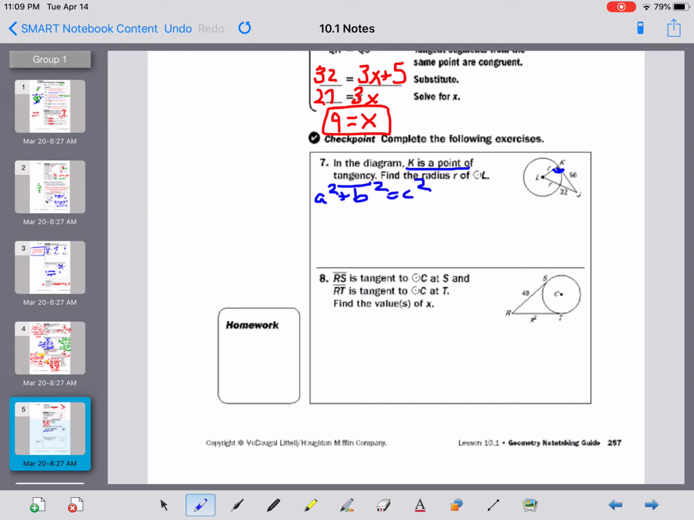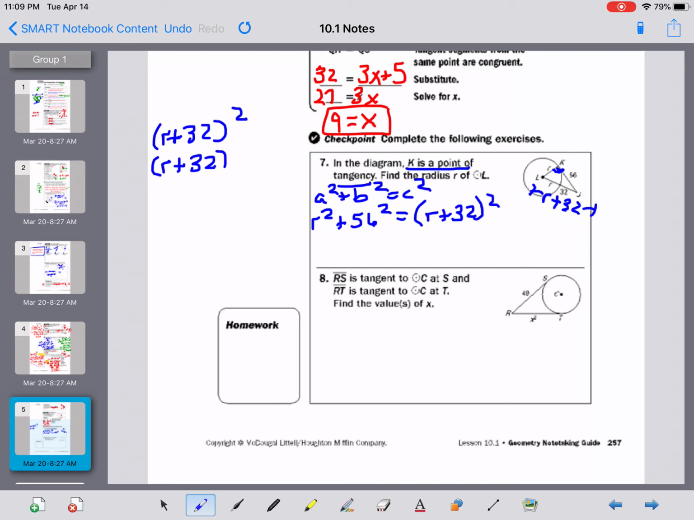My c is across from my right angle, and I'm going to call this r plus 32 to get the full length. So my a can be r, my b can be 56, and my c can be r plus 32. Make sure you put the parentheses around there, and we're going to square it, which means once again I'm going to FOIL. I'm going to come over here in my margin for a little more room, r plus 32 squared. So that means I'm taking r plus 32 times r plus 32. And I'm going to FOIL again.